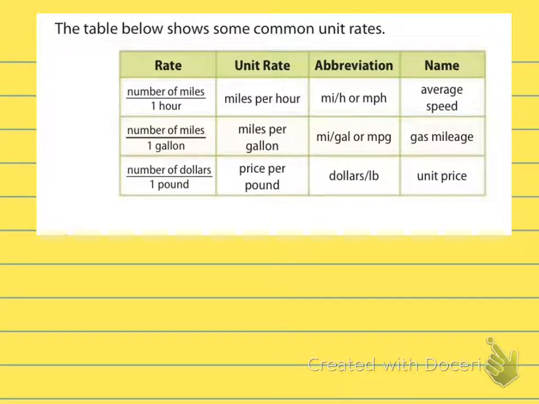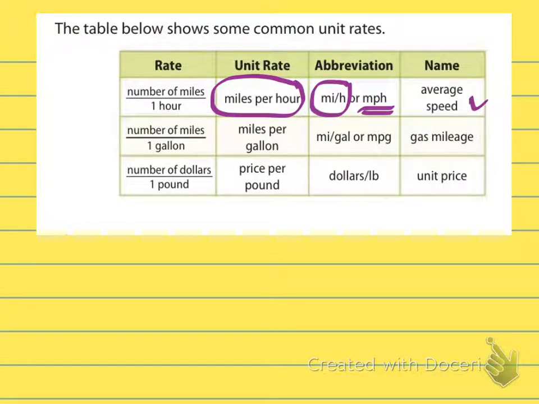Now on this next part, the table shows some common unit rates. You don't have to copy this part down, but it's important that you do take the time to review it, especially before a quiz or a test. When you're looking at the first one where it says number of miles in 1 hour, that's basically saying miles per hour, and you can see that right over here. And the abbreviation for it is MI/HR, or MPH. And you'll see this on speed limit signs. It'll say MPH on those. And that has to do with average speed.